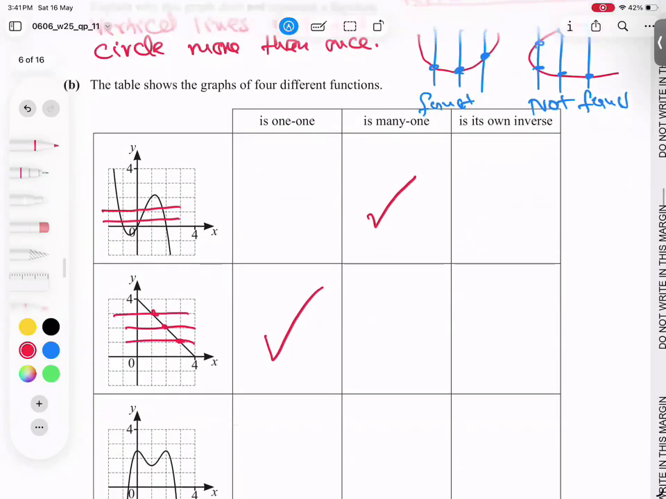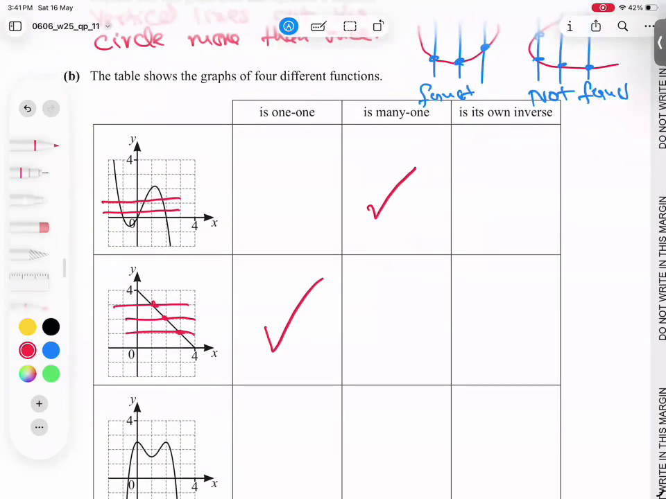And it means I will put a tick mark on this one, and it has its own inverse. Its own inverse means whenever we have a straight line curve, the inverse and function are equal. So it means I can put a tick mark here.